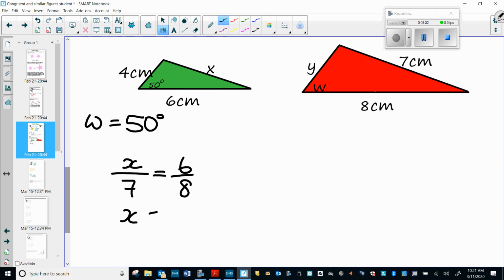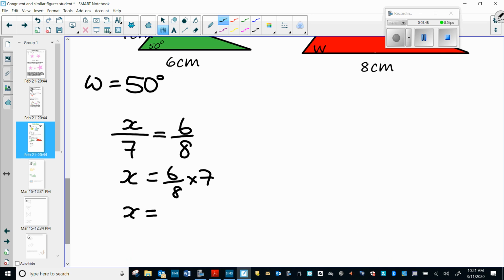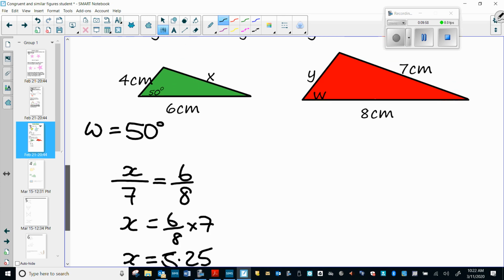So rearranging that would be 6 over 8 multiplied by 7. Okay, something divided by 7 is 6 over 8. You just multiply by 7. What value do we get? 5.25. Mary.